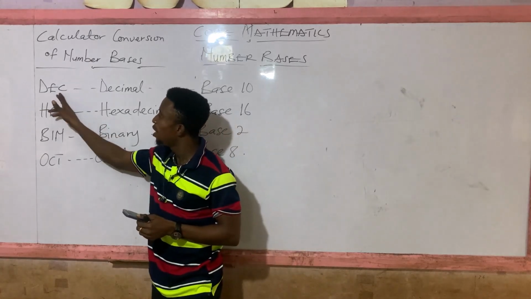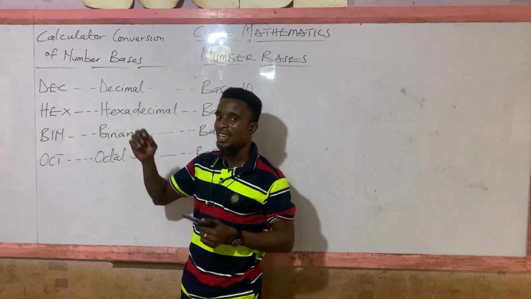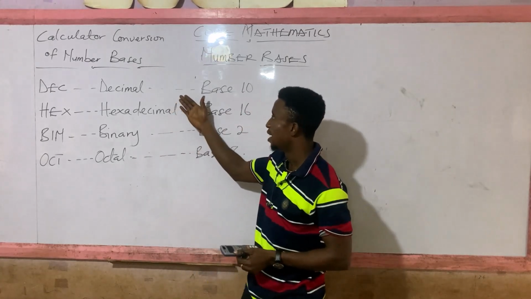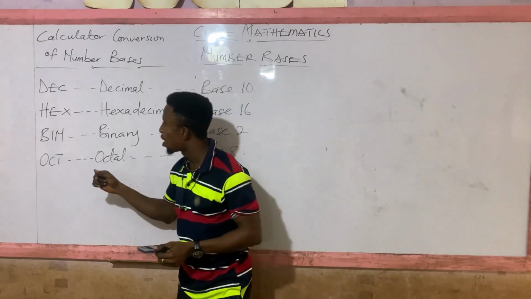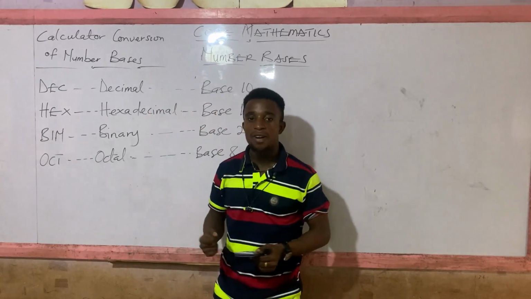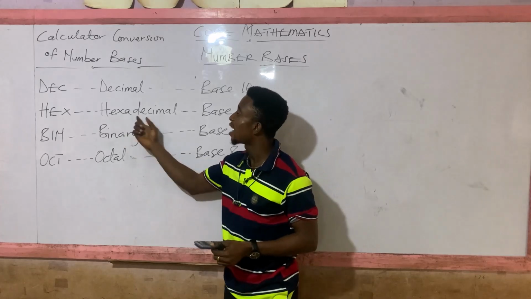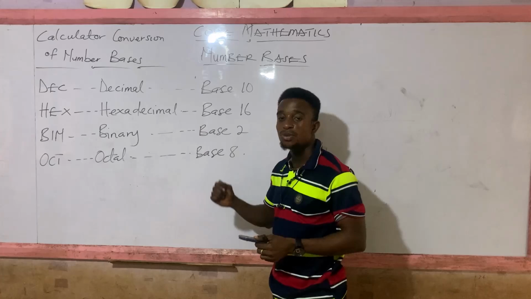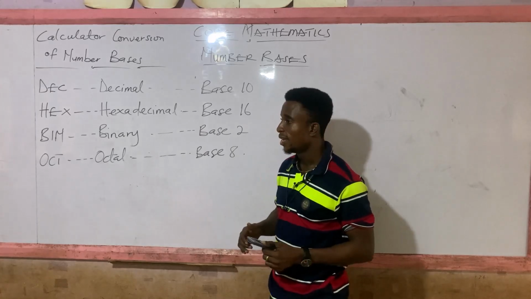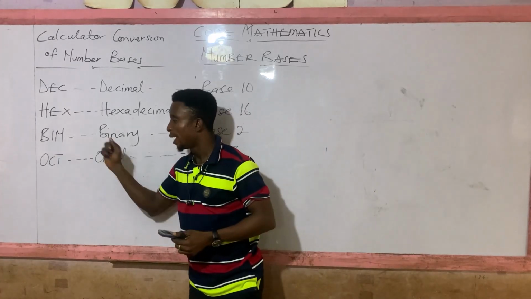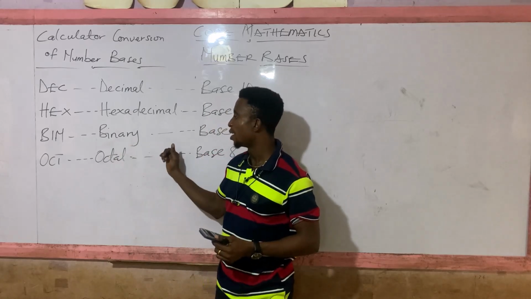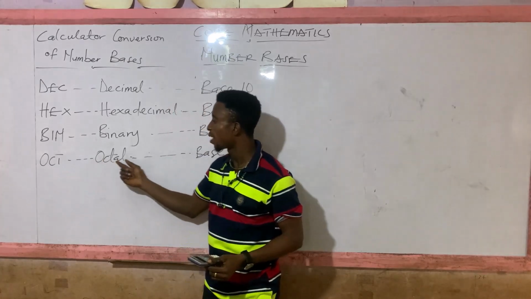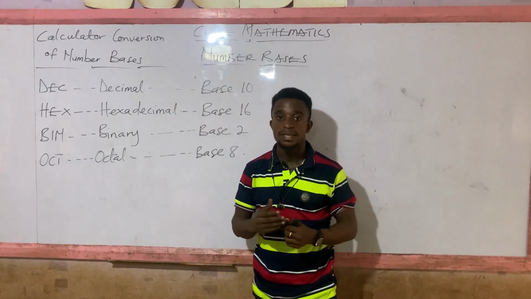So what is the full meaning of dec? That is decimal. And I think you know when we say decimal, we are referring to base 10. And also we have hex. Whenever we say hex, that is hexadecimal, which means we are referring to base 16. Then we have bin, which is binary, which is base 2, as usual. And we have oct, which is octal, and that is base 8.